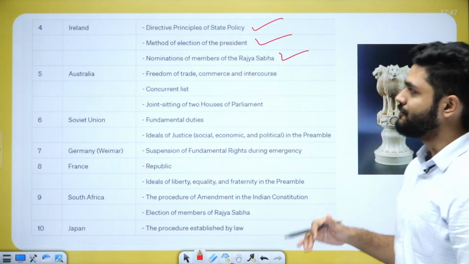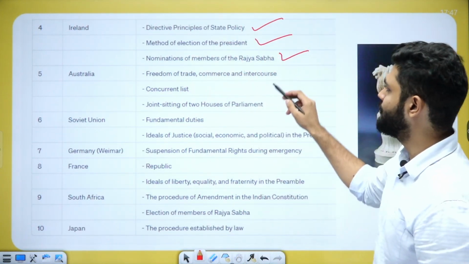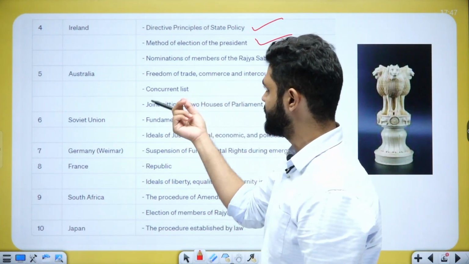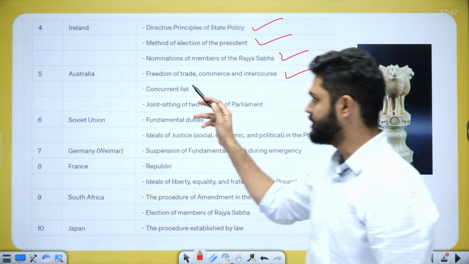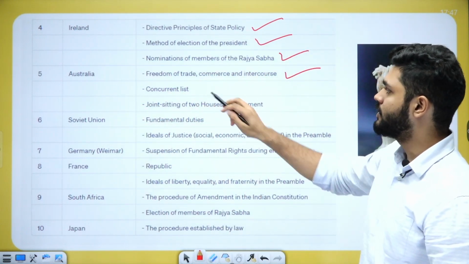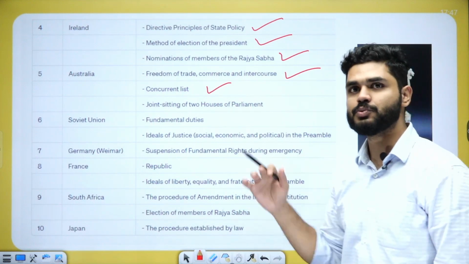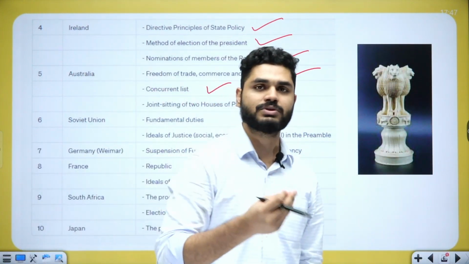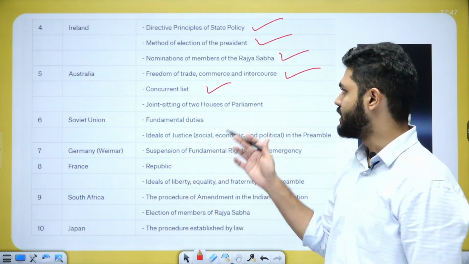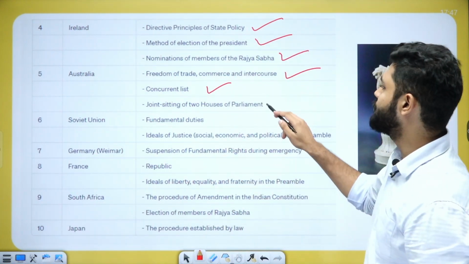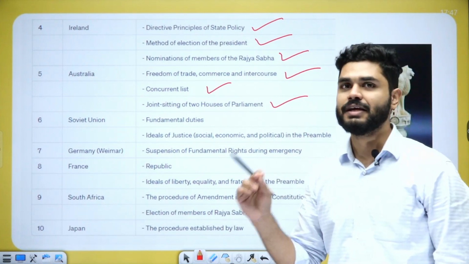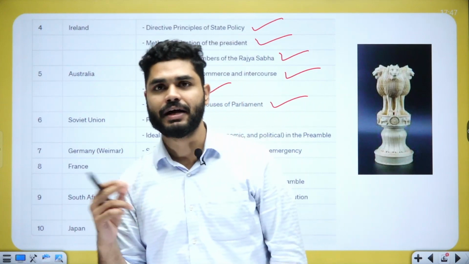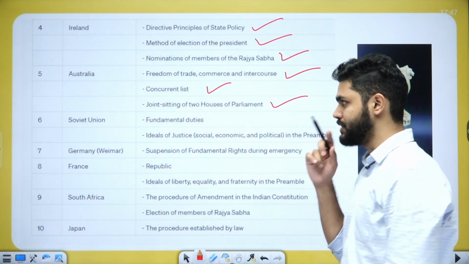Okay. The fifth one is Australia, freedom of trade, commerce and intercourse. Now this is one of the things which has been taken into fundamental rights, and it has been taken from Australia. Concurrent list, the idea of concurrent list, where there is a central list, state list, and then there is a list where both center and state can make their laws, and that is concurrent list. Joint sitting of two houses of the parliament, that if both houses are not able to decide something, then to find a middle way, the idea of joint sitting has been taken from Australia.